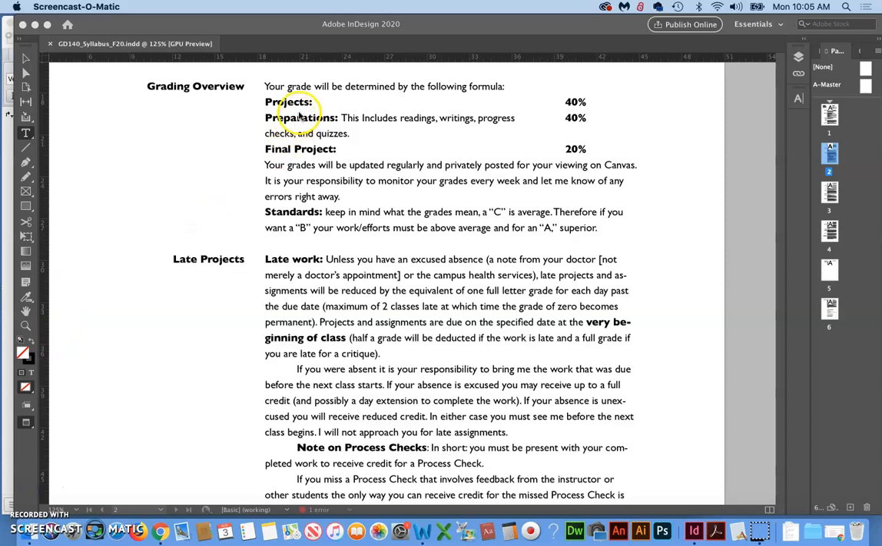It's your responsibility to monitor your grades every week and let me know of any errors right away. Now, projects should be pretty obvious when you're working on a project. That would be something that would be worthy of putting up on the wall if we were in a classroom and talking about doing a critique on. Preparations are typically the work that leads to a project, but also includes reading, writing, quizzes, and a big deal for me is progress checks, which we'll talk about in more detail soon.